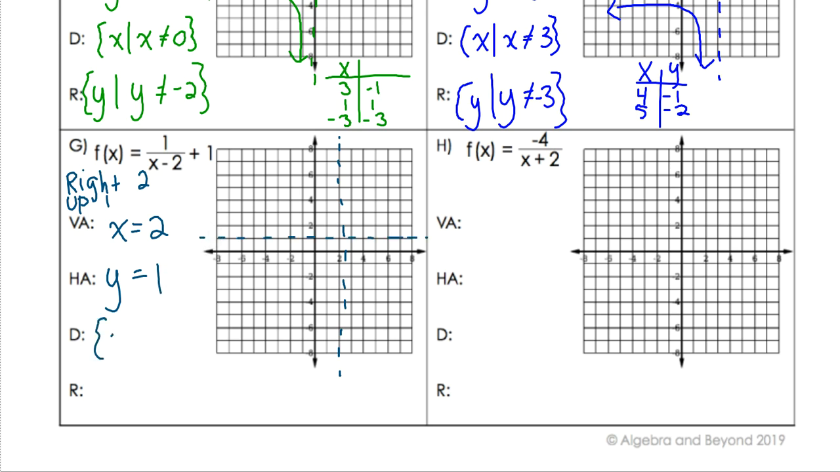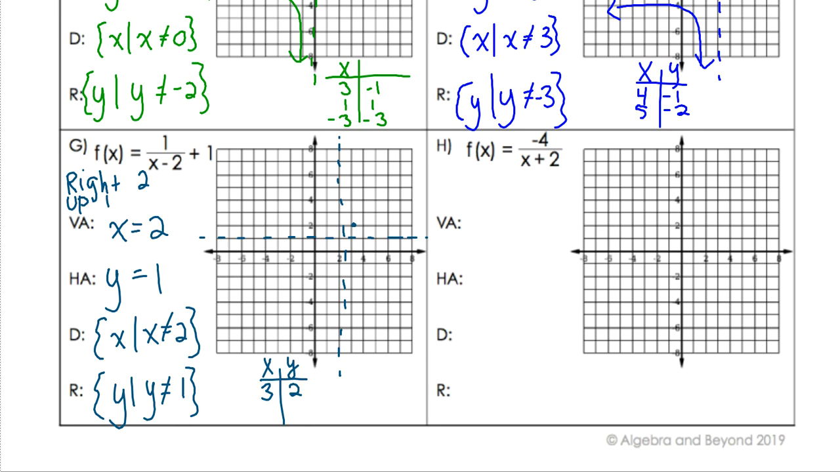My domain is all the x values except x cannot equal 2, would cause that division by 0. And my outputs, I can get any output value except 1. So y cannot equal 1. All right, so looking at some key points here that I could probably use. If I plug in a 3, that would give me 1. So 1 divided by 1 is 1, plus 1 is 2. So my input-output pair's there. So if I go over to 3, up to 2, I have a point.